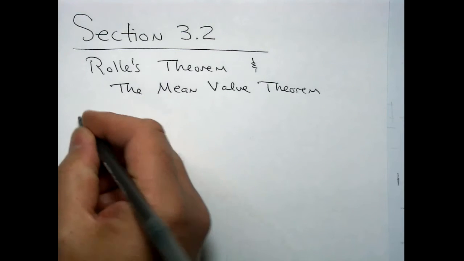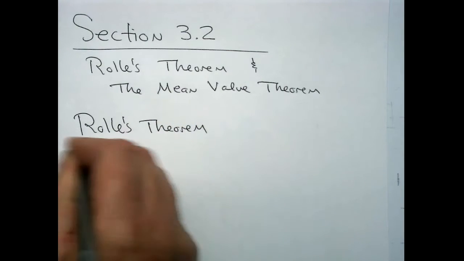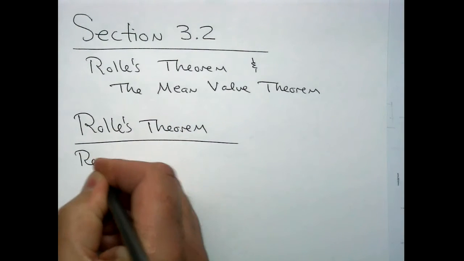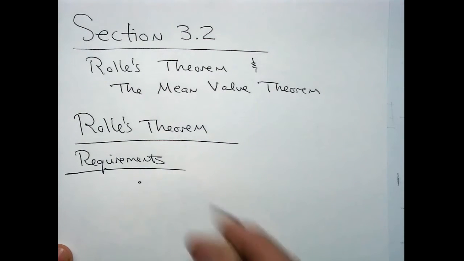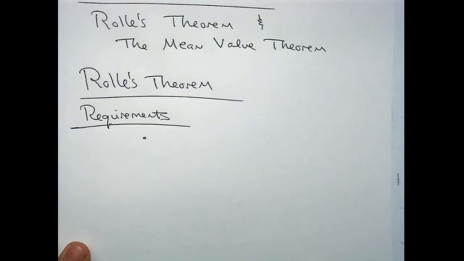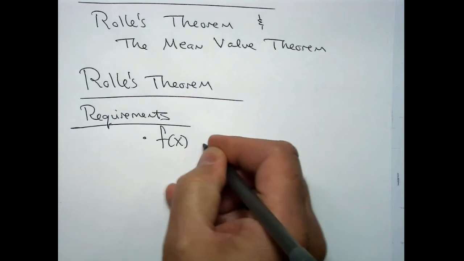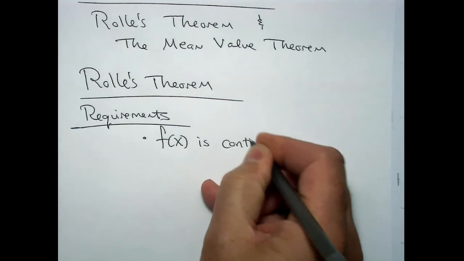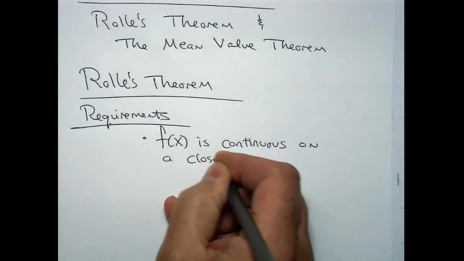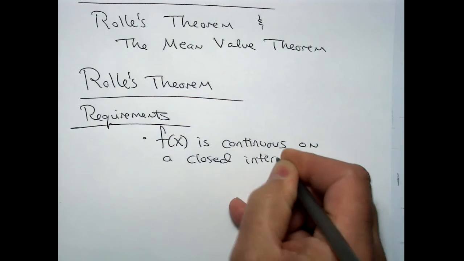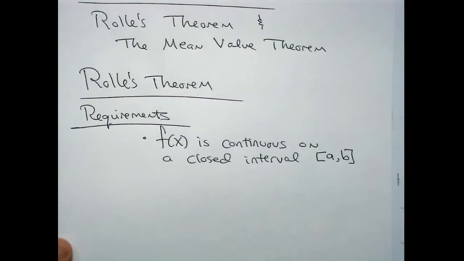Let me explain to you what Rolle's theorem says. The definition of Rolle's theorem is the following. First, it's got requirements. And here they are. The first requirement of Rolle's theorem is that f of x is continuous on a closed interval. And that's from a to b, that's x equals a to x equals b.